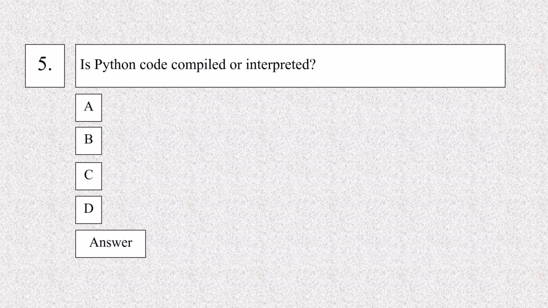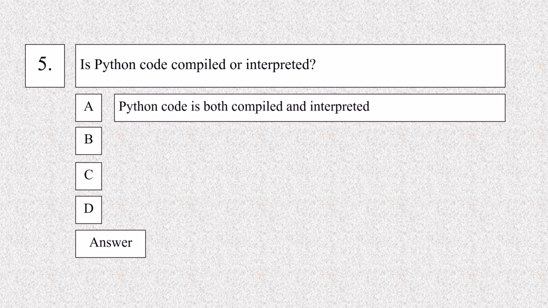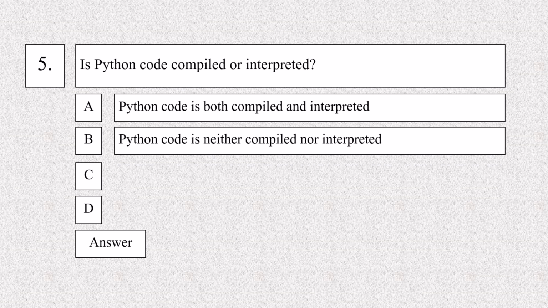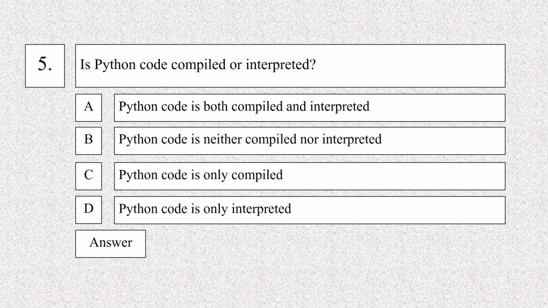Question number 5. Is Python code compiled or interpreted? Option A, Python code is both compiled and interpreted. Option B, Python code is neither compiled nor interpreted. Option C, Python code is only compiled. Option D, Python code is only interpreted. So pause the video and try to think what should be the correct answer. The correct answer is option A.